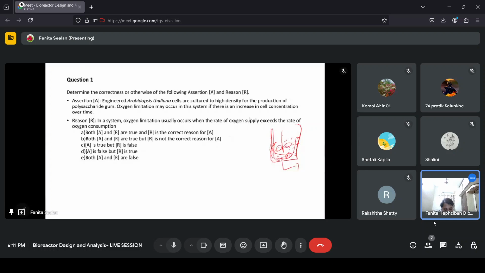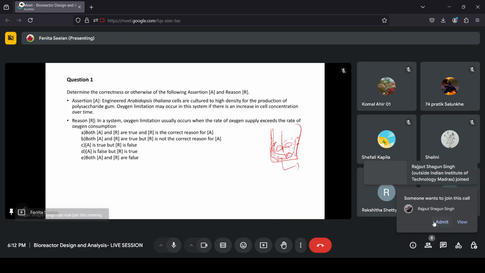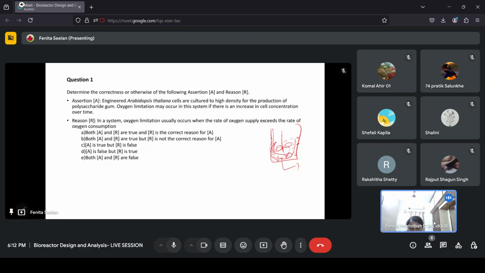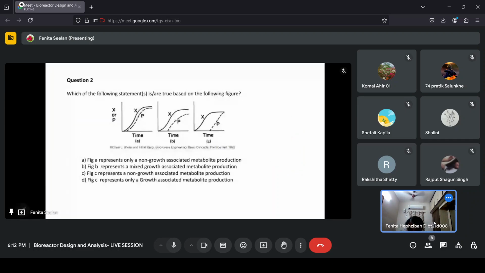A and R are true. But for this question, the answer is A is true. The reason is indeed, if there is high cell density, oxygen limitation will be present. But R is not true because oxygen limitation generally occurs when the rate of oxygen consumption exceeds the rate of oxygen supply. Okay, so the answer for this is A is true, but R is false. So let's go to the next question.